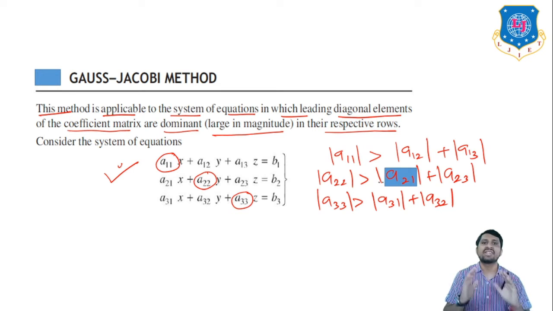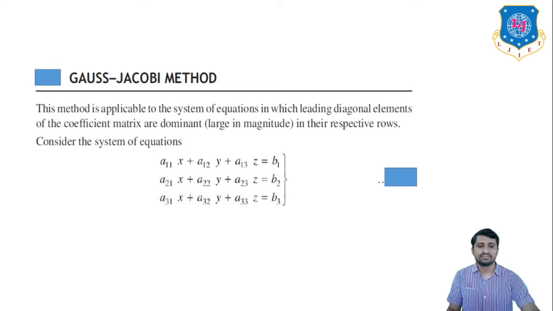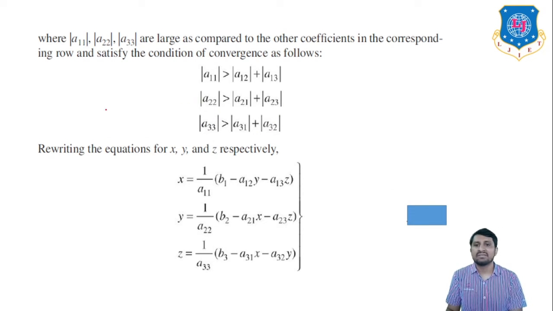You can interchange the equations. If the second condition is satisfied for the third equation and the third condition is satisfied for the second equation, then you can interchange your second and third equation. Similarly for first and second, or first and third. So you can change the equations. Now a11, a22, a33 must be large as compared to the other coefficients in the corresponding row. So this condition must be satisfied, as I explained.